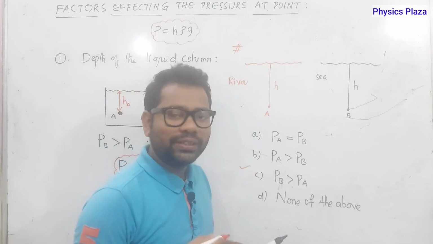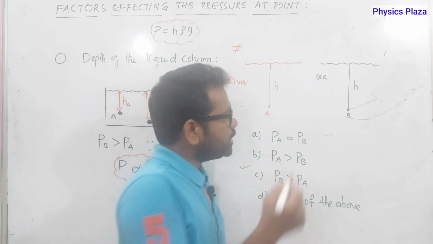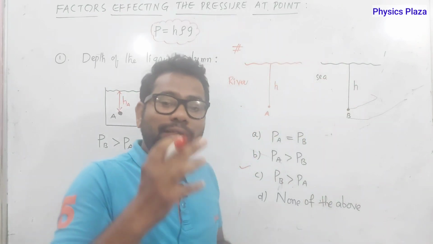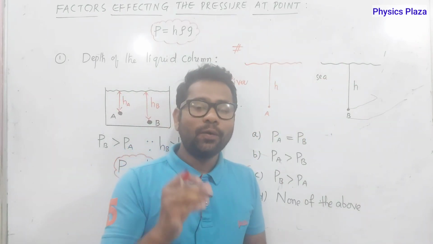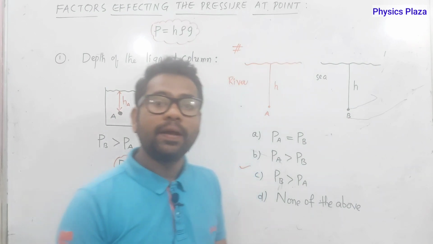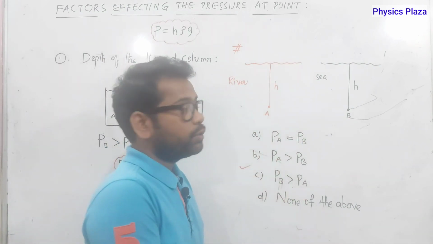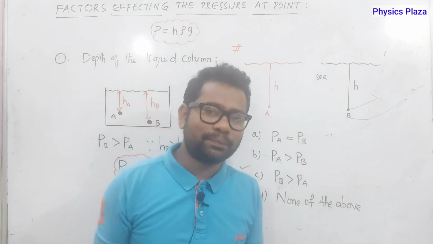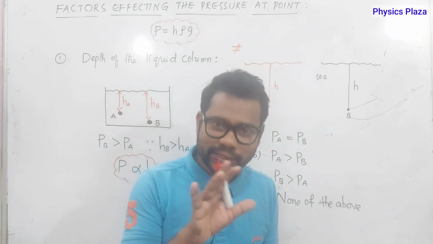So, yes, option C is right. Pressure at point B is more than that of the pressure at point A. What is the reason? Children, of course, again I am telling you, when the depth is the same, pressure must be the same, as long as the liquid is the same.